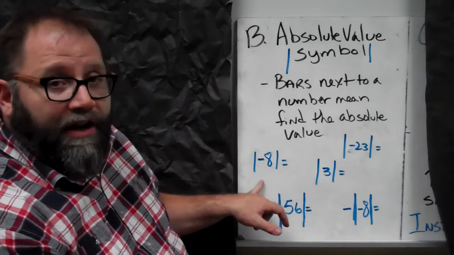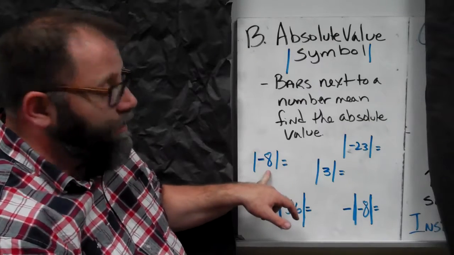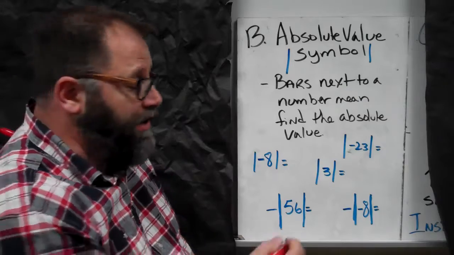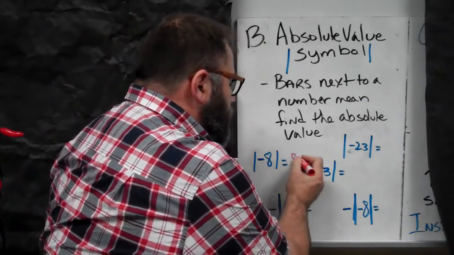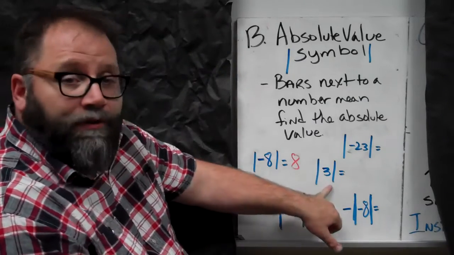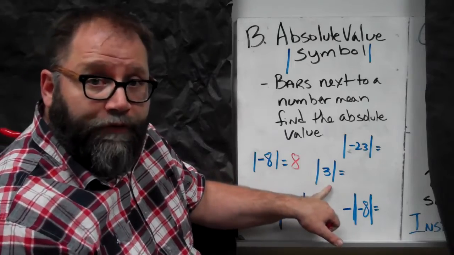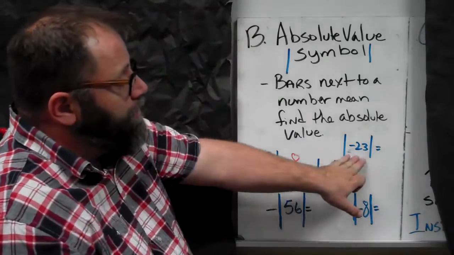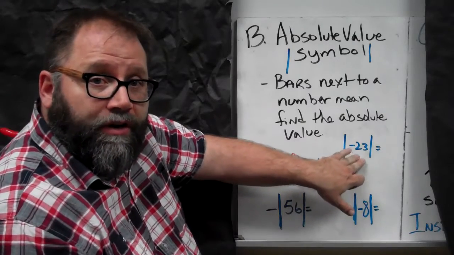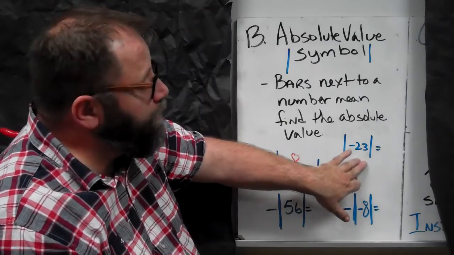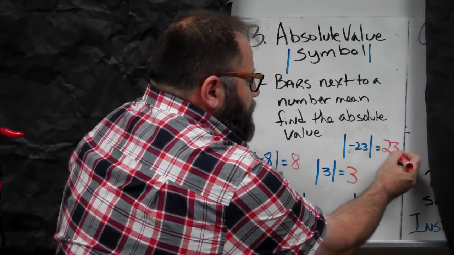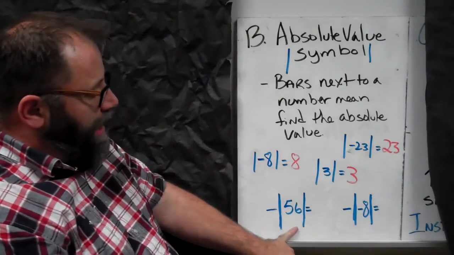So let's look at what we've got here. Here we've got the absolute value of negative 8, or the distance negative 8 is from 0, and that's 8 steps. You have the absolute value of 3. How far is 3 from 0? 3. We have the opposite of 23 here. The opposite of 23, negative 23. How far is that from 0? That's 23 steps.